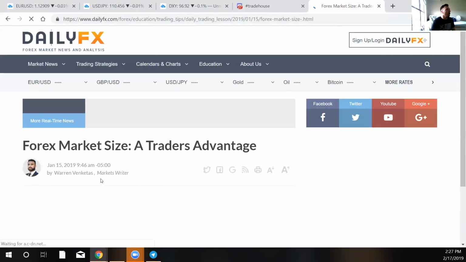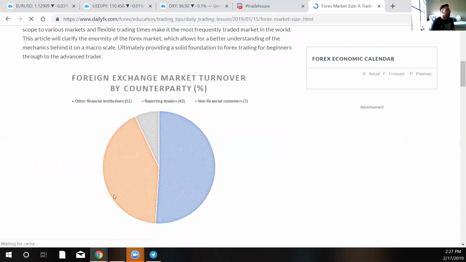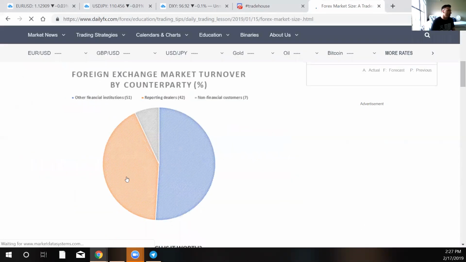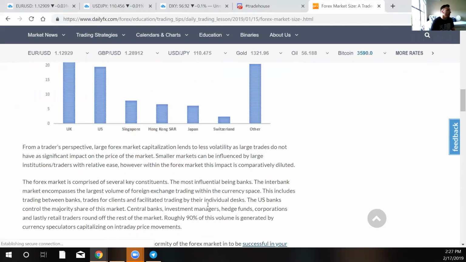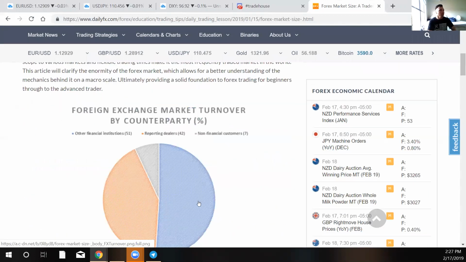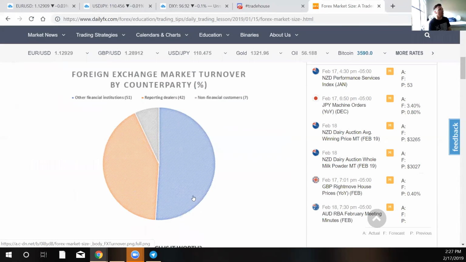Cool. So let's look at this really quick. Reporting dealers, other financial institutions, non-financial customers. There's an article which I'll share later on. The majority are the central banks, including institutions like JP Morgan, Goldman Sachs, and a couple of other big names, the financial institutions that are dealing in Forex. The reporting dealers are going to be our brokers. The brokers are part of the financial side too. They make money on us, and they make money on the financial customers, right? So here's us, this little sliver of 7%. We're 7% of the market, okay?